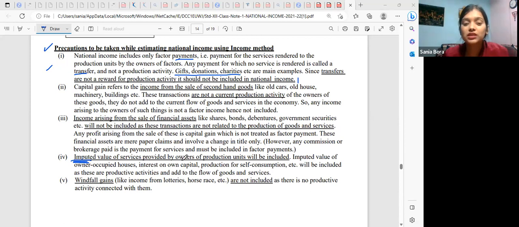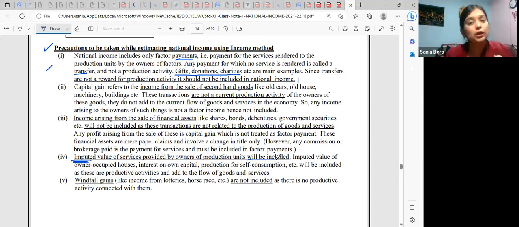So imputed value of services by the owner. For example, your mother is the owner of the house and she is cooking, so you are not paying her. Your father is the owner of the car and he is driving it, so you are not paying him. So these services will be included. Clear? Imputed value of owner-occupied houses, and interest on own production for self-consumption, etc. will be included, as these production activities add to the flow of goods and services. So wherever imputed rent is written, rent is also included. Don't think that we will not include it. You have to include it. Wherever you get this word imputed, you have to include it. It should be a service only.